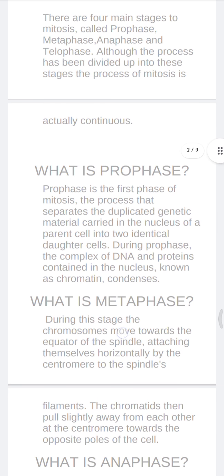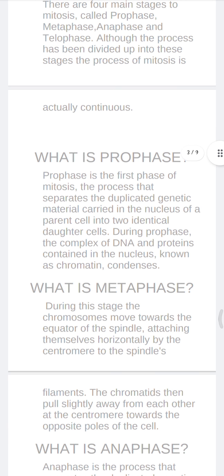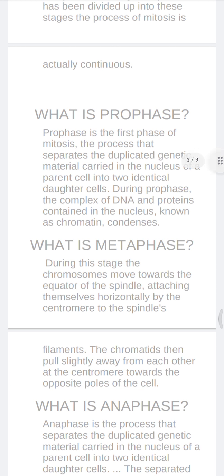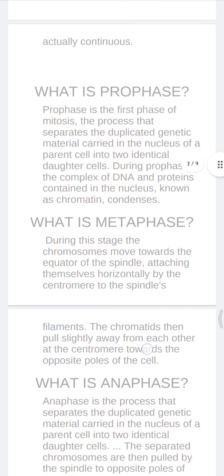First, what is prophase? Prophase is the first phase of mitosis, the process that separates the duplicated genetic material carried in the nucleus of a parent cell into two identical daughter cells. During prophase, the complex of DNA and proteins contained in the nucleus is known as chromatin.